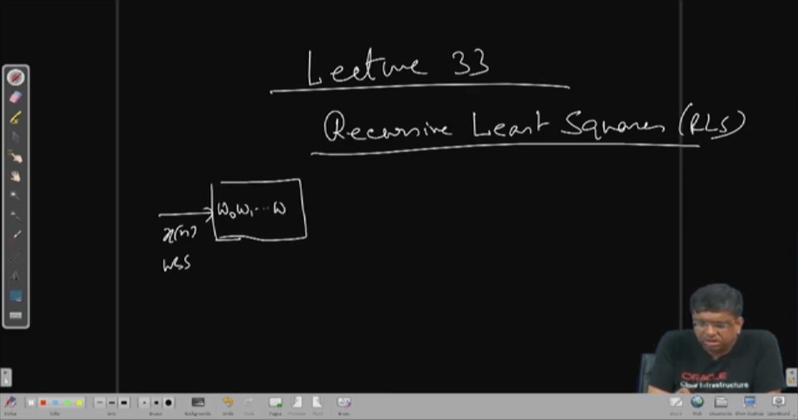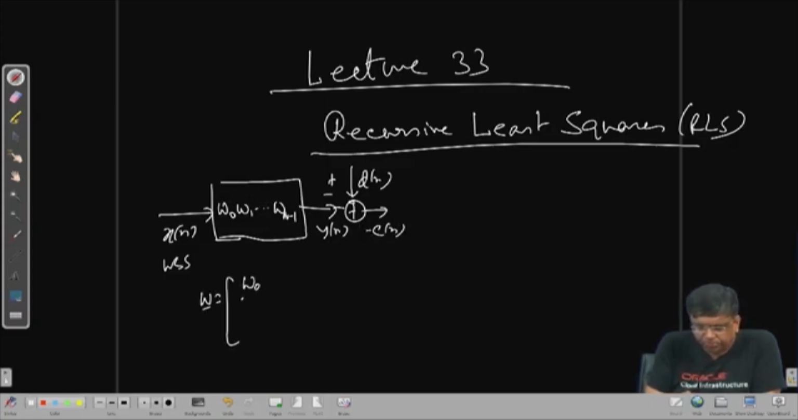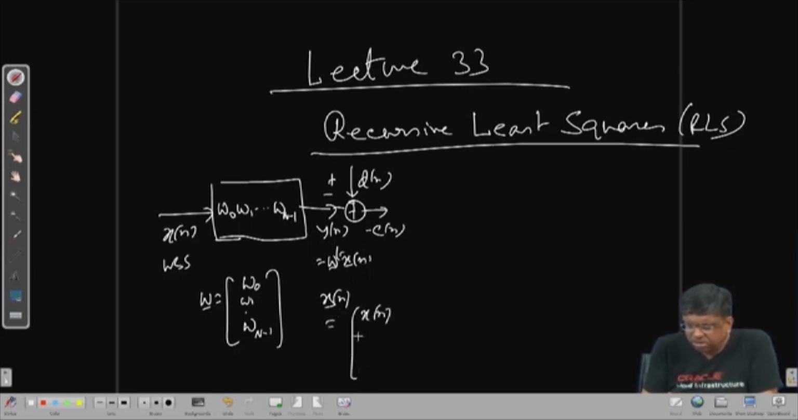these are the filter coefficients, output yn. You are trying to find out this filter coefficient vector W, so that yn is W transpose xn, where xn, these are all standard and we have done it so many times, but for the sake of completion I have to write every time I start teaching.